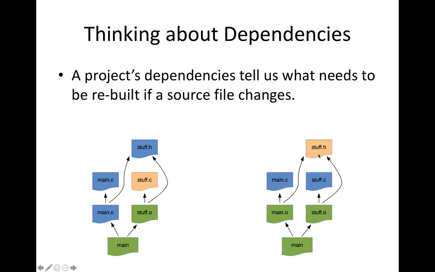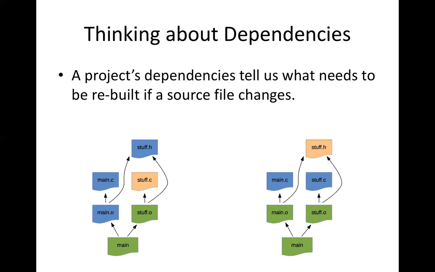If the header file stuff.h changes, and main includes stuff.h and stuff.c includes stuff.h, then we have to rebuild both of the object files and relink both of them together.